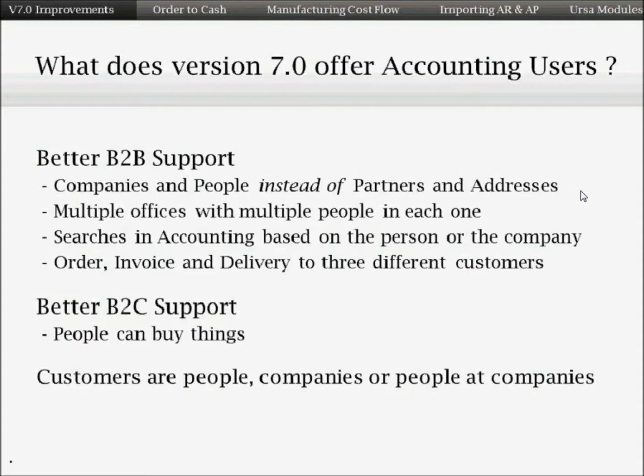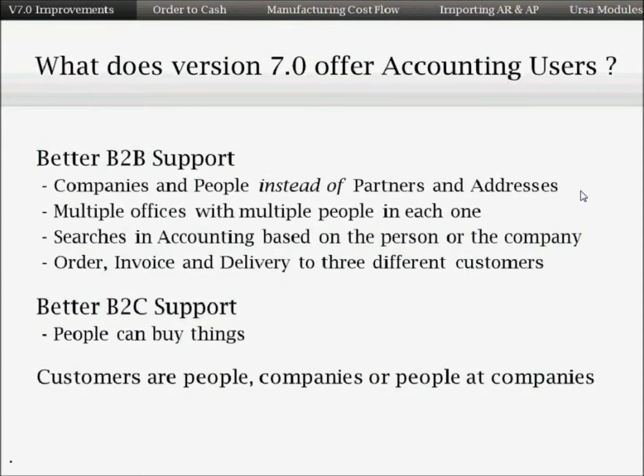Something else that version 7 did was to change the partner model, the data structure that OpenERP uses to represent information. So instead of partners and addresses, like we had at the previous version, we now have companies and people. And this is a much better way of modeling the real world, where in our business, everyone's either a company or a person. There's better support for multiple people working in multiple offices at companies.